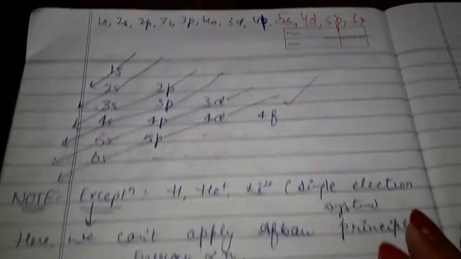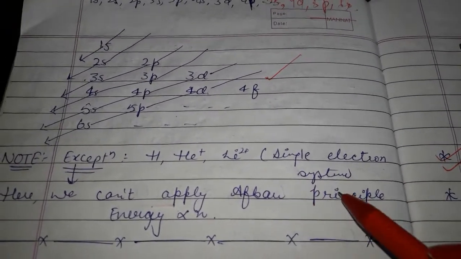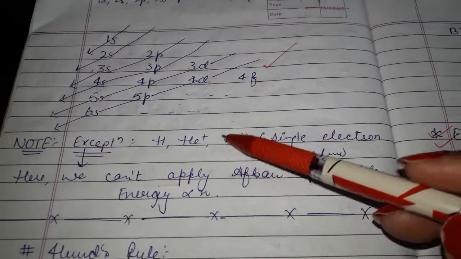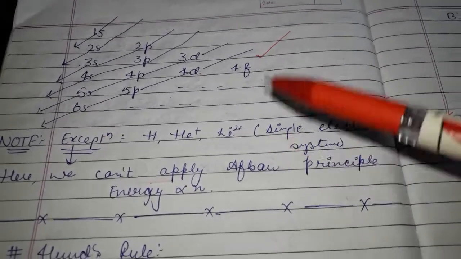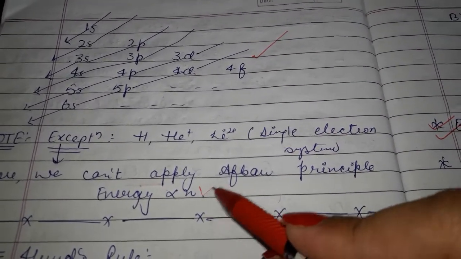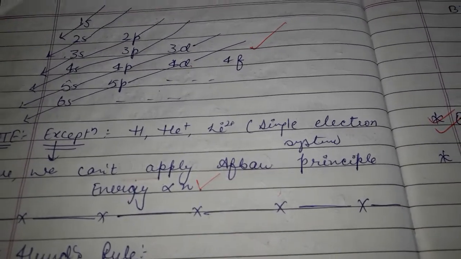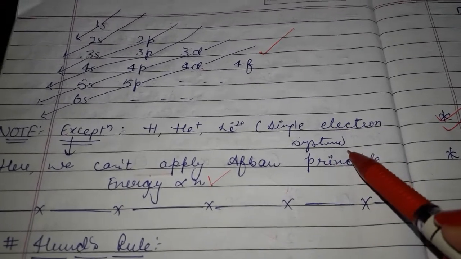Okay, now here is an exception. The exception is that you can't apply Aufbau's principle to single electron systems like hydrogen, helium positive, lithium 2 positive. Here the energy is directly proportional to the value of n only. By considering the value of n, you can calculate the energy for single electron systems only.